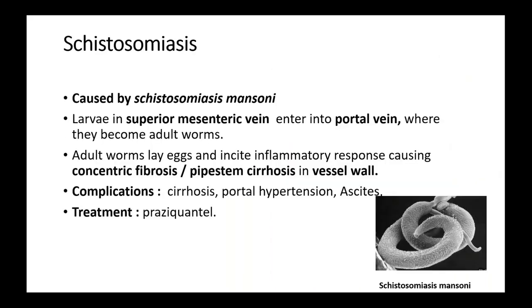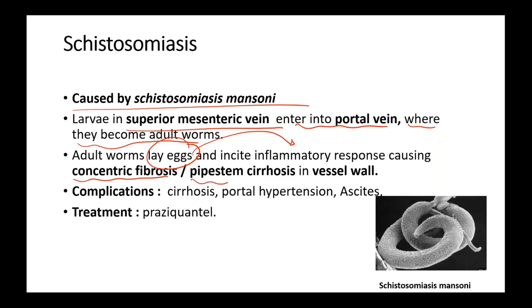Next is schistosomiasis. It's caused by Schistosoma mansoni. So this larva will be present in the superior mesenteric vein, which enters into the portal vein, and from the portal vein they become adult worms. These adult worms lay eggs, which initiate an inflammatory response, causing concentric fibrosis and pipe stem cirrhosis in the vessel wall. What are the complications? Cirrhosis, portal hypertension, and ascites. Treatment is again praziquantel.